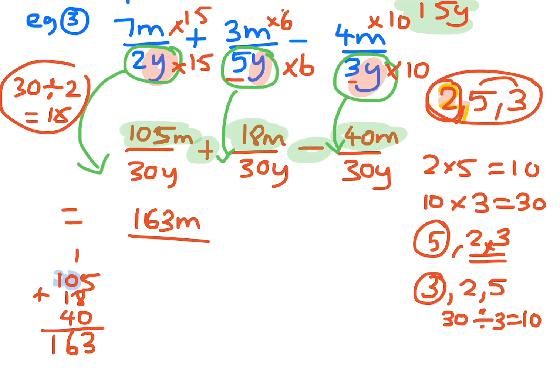And remember you need to keep the same denominator. So the denominator is 30y. The denominator will stay the same because that's just the number of parts that you've divided it up into. And that would be your answer: 163m on 30y.